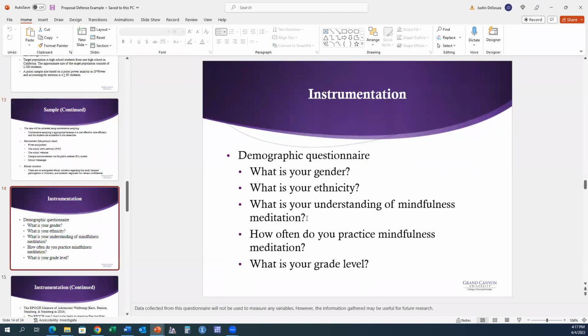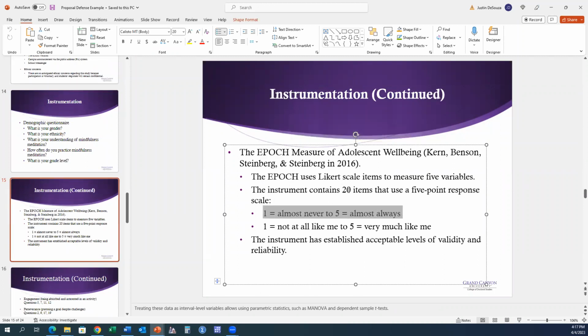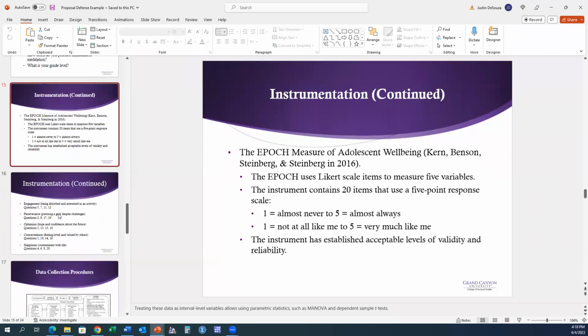And then the instrumentation. So this person gave a demographic questionnaire. Then this is their primary instrument. And they explained the Likert scale ranges from 1 to 5. How many items are there in total? The instrument has been established as reliable and valid. That's really important to note.